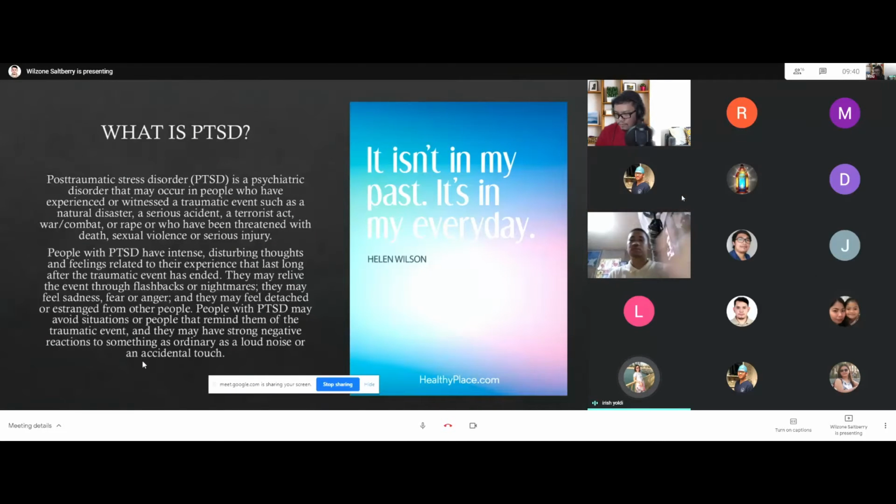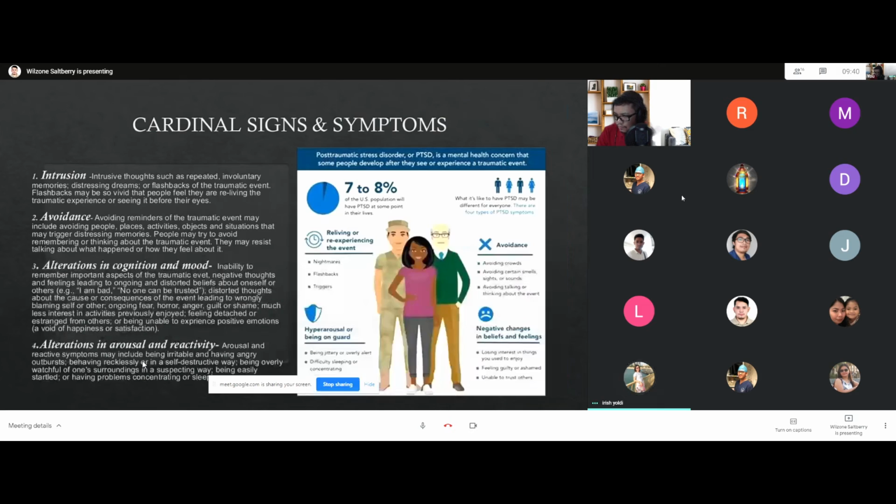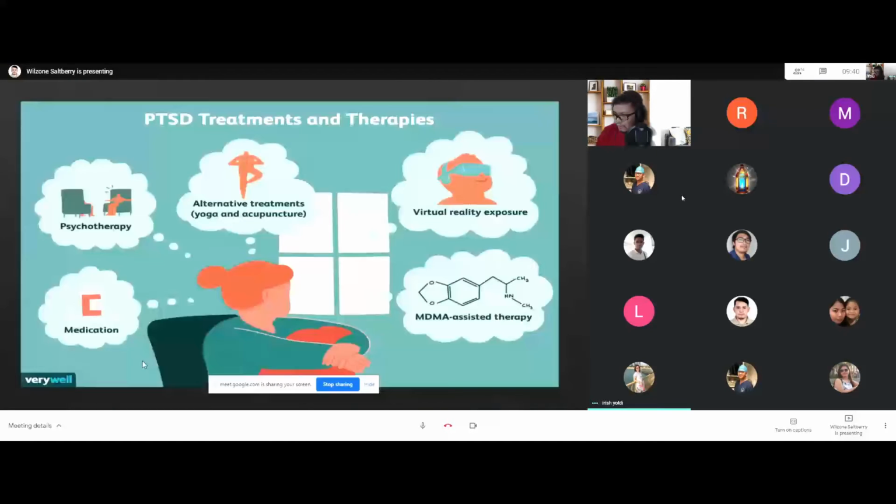People with PTSD have intense disturbing thoughts and feelings related to their experience that last long after the traumatic event has ended. They may relive the event through flashbacks or nightmares. They may feel sadness, fear or anger, and they may feel detached or estranged from other people. People with PTSD may avoid situations or people that may remind them of the traumatic event, and they may have strong negative reactions to something as ordinary as a loud noise or even an accidental touch.